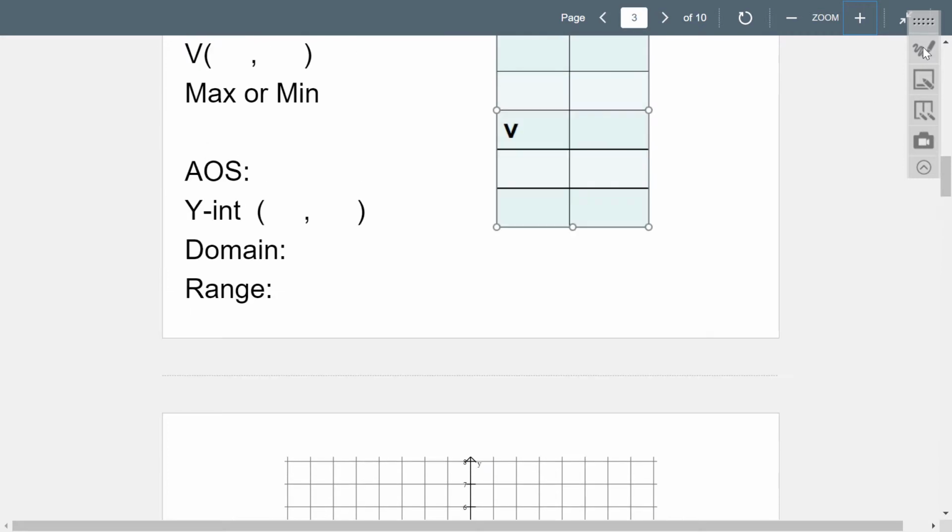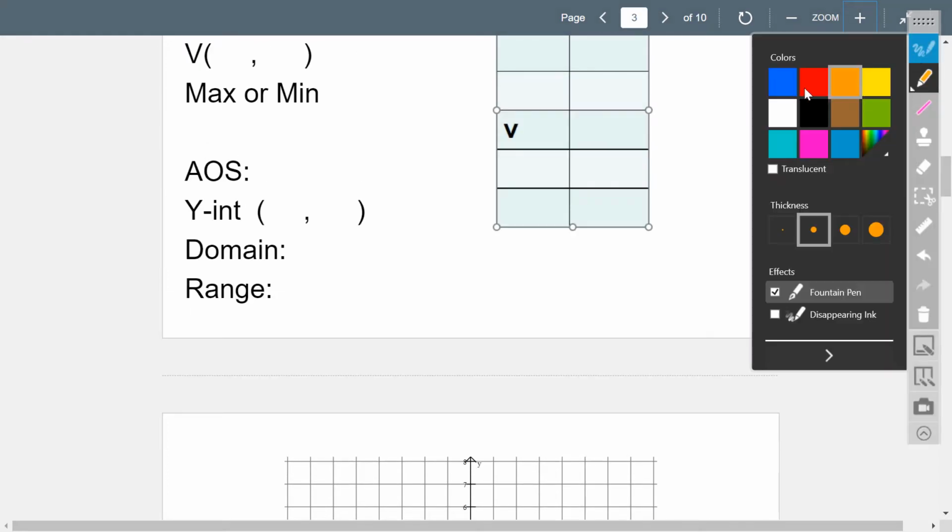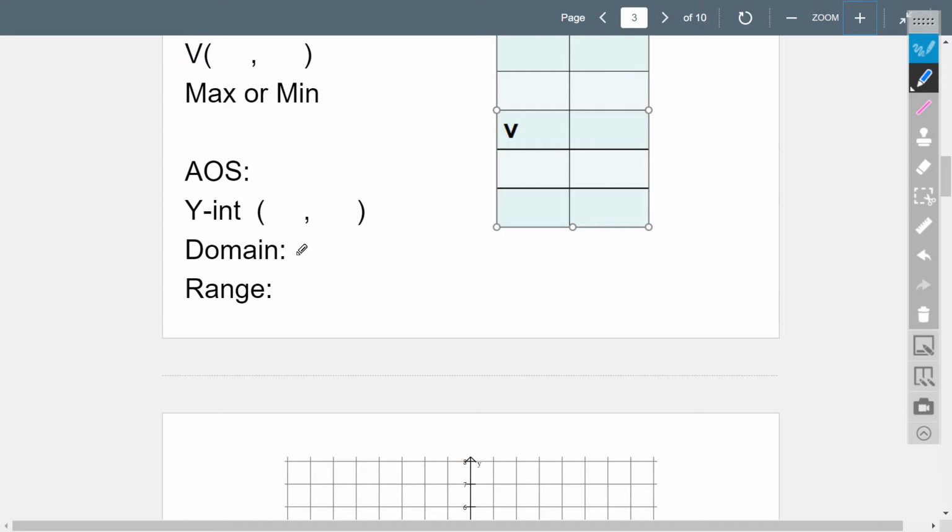Looking at my domain and range, my domain, of course, is going to be all real numbers, because my graph extends infinitely left and right. Now the range is going to be the y-coordinates, up and down. Since this has a minimum, the smallest is going to be at the minimum, which was negative 4. And then it goes up from there, so it goes up to infinity.